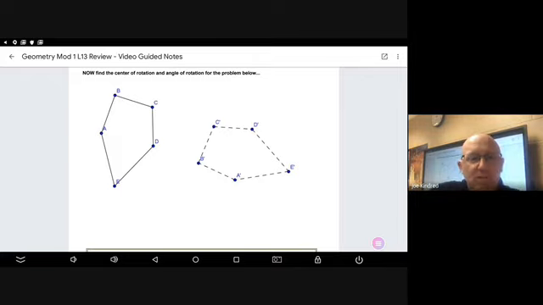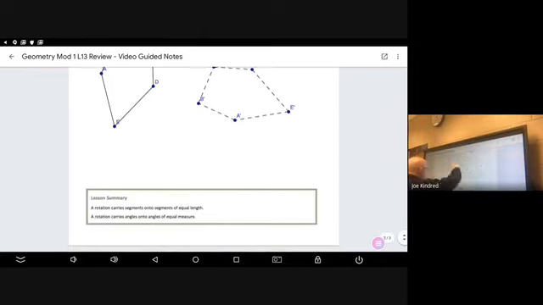All right, that's a good review of lesson 13. Keep in mind that a rotation carries segments onto segments of equal length, and also carries angles onto angles of equal measure. In other words, the figure doesn't change, just its positioning changes.